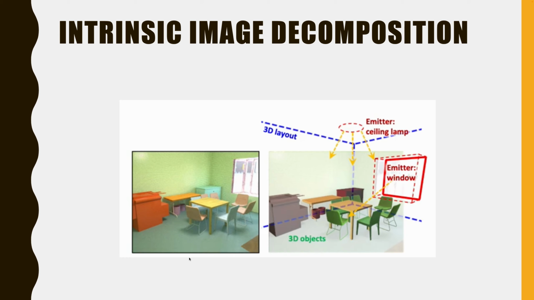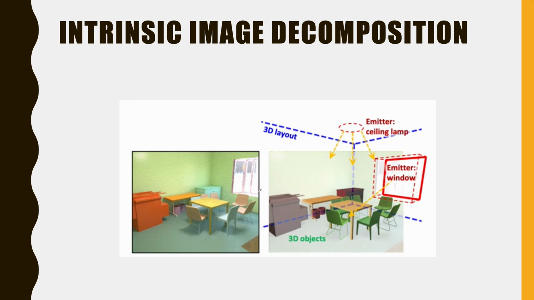So just a quick recap of what is intrinsic image decomposition. In this task you have the image here on the left that has to be decomposed into the original components of the scene. What you have here is an image made of pixels, but each pixel is basically a combination of a 3D layout, emitters, which can be ceiling lamps or windows, and you have also 3D objects. Those 3D objects themselves have many characteristics, for example, their reflection and roughness, and same thing goes for the emitters. They have different parameters, and the layout as well.